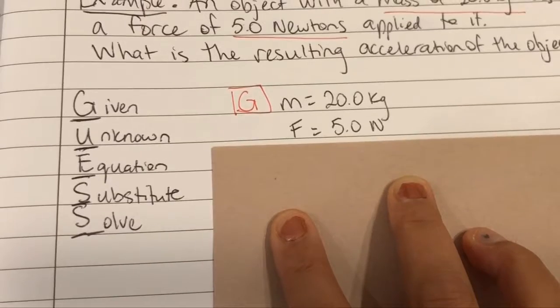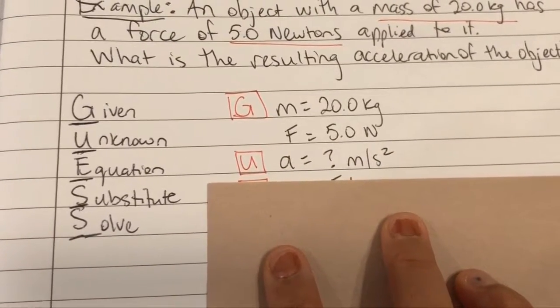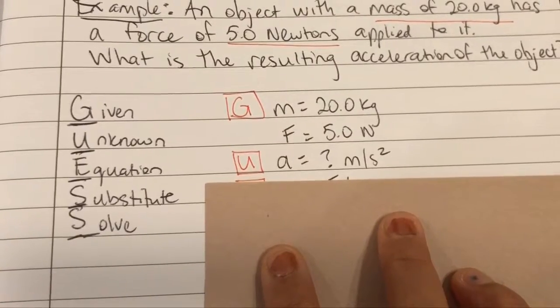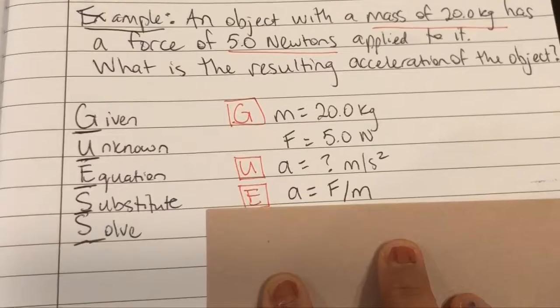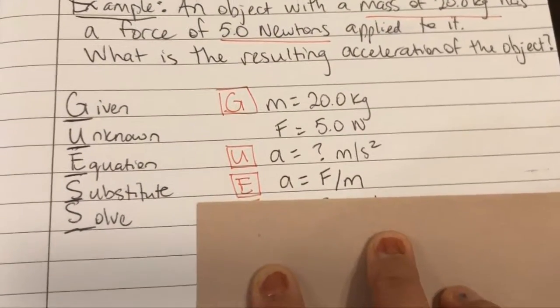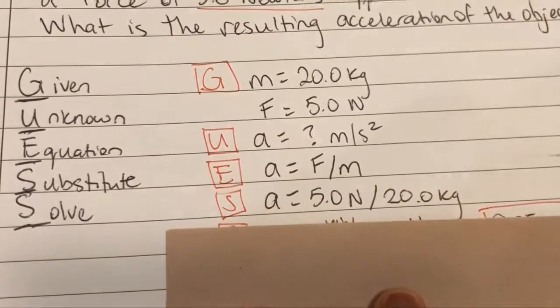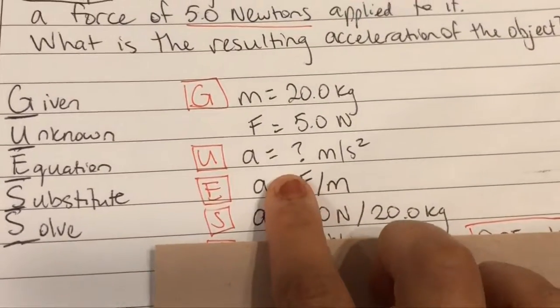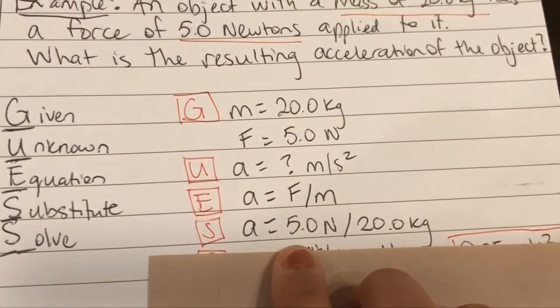And what is the question asking us to find? The unknown is acceleration. So we don't know how many meters per second the object is moving. My equation, using the triangle, I've solved to figure out that acceleration is equal to the force divided by the mass. Substitute means replacing the values. Instead of the symbol, we replace the value from the question.